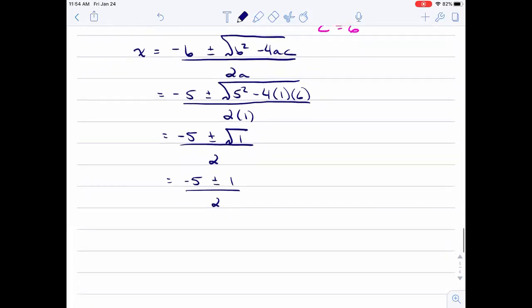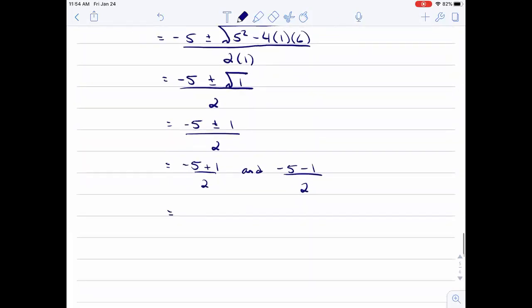Okay. Which means we're going to have negative 5 plus 1 over 2 and negative 5 minus 1 over 2, which puts our roots at negative 2. Negative 5 plus 1 is negative 4 divided by 2 is negative 2. And negative 5 minus 1 is negative 6 divided by 2, negative 3. So negative 2 and negative 3.